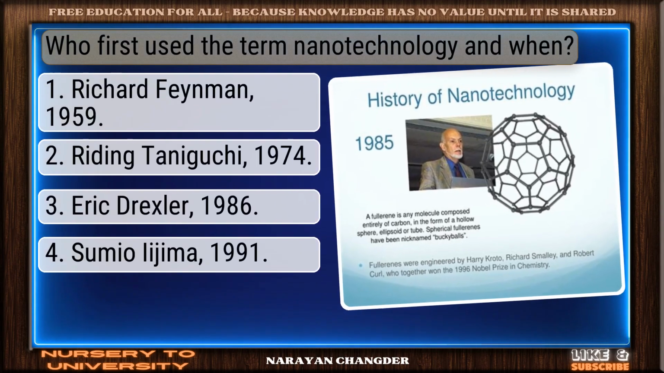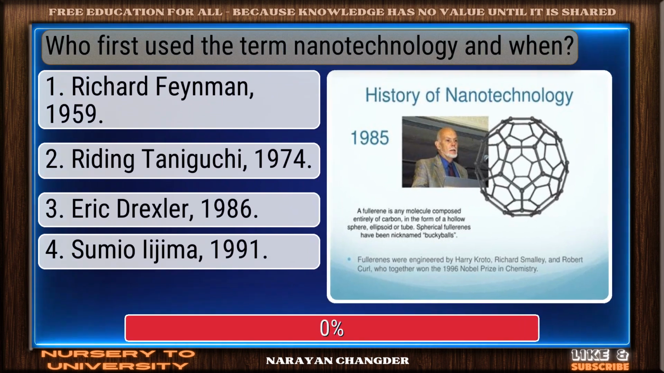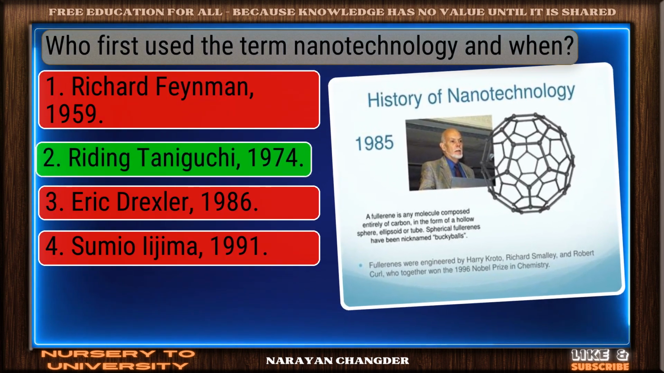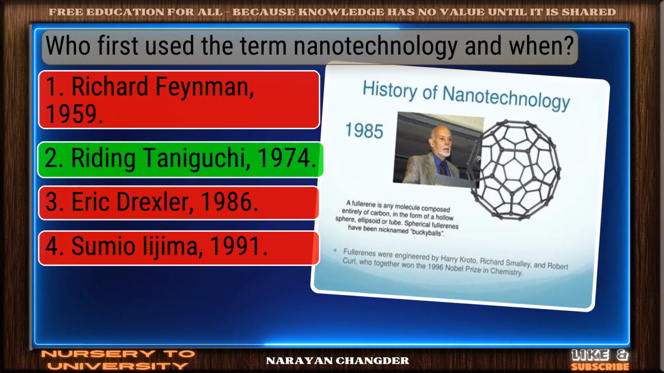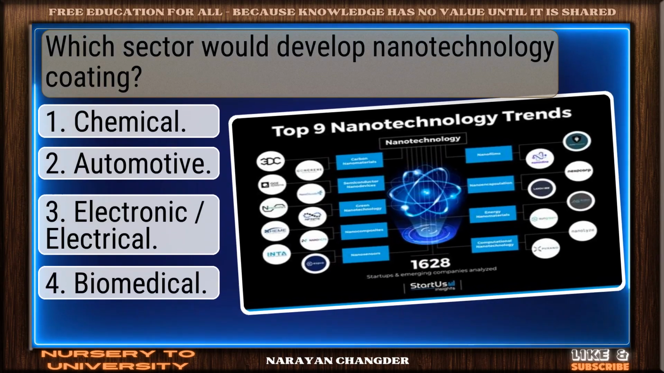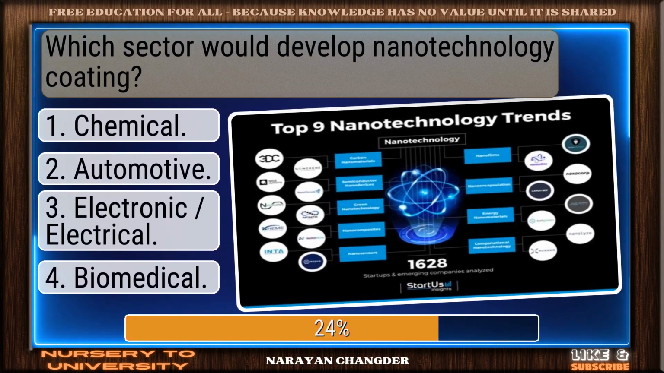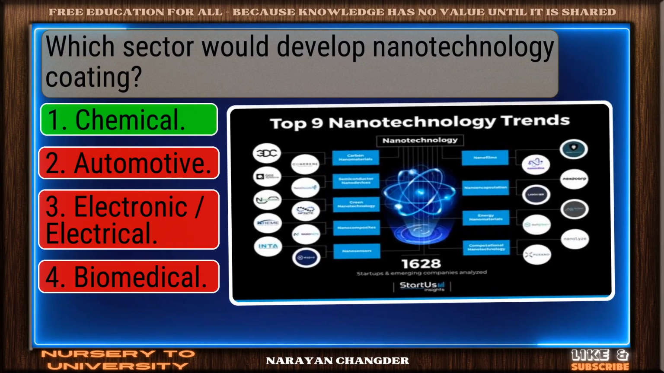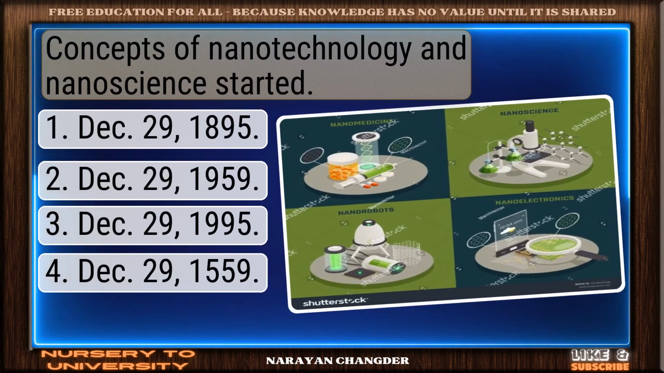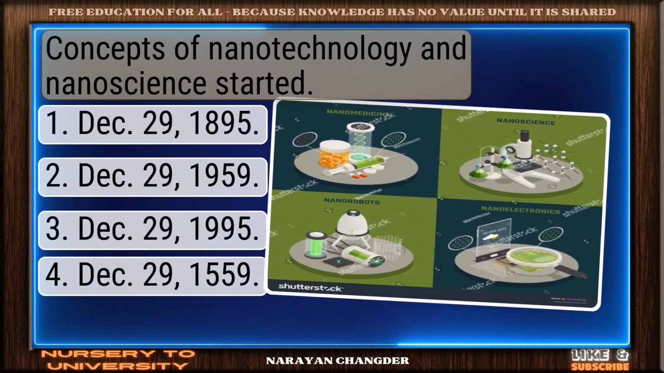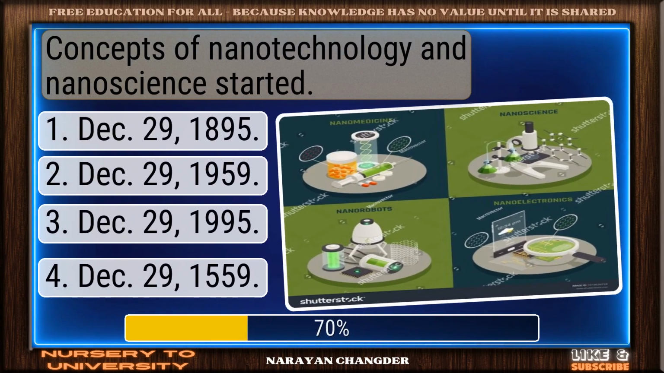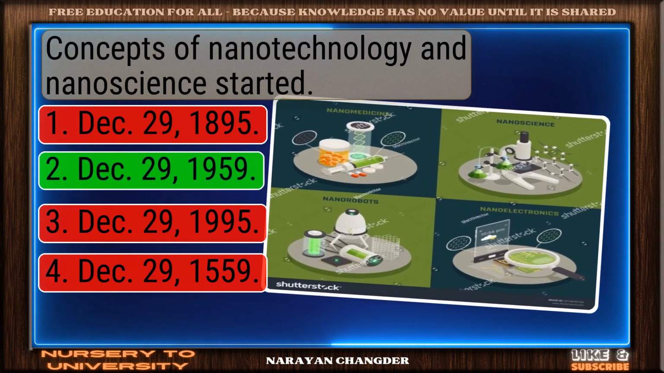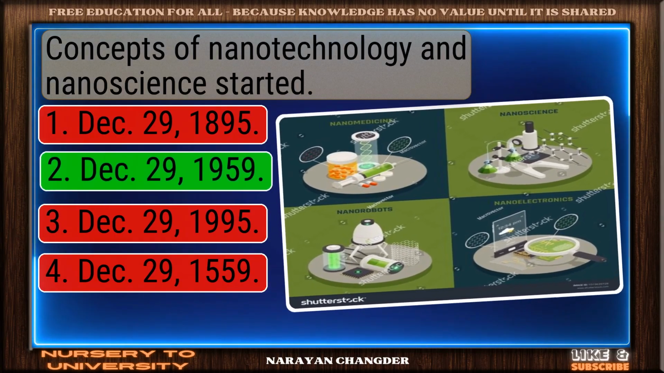Who first used the term nanotechnology and when? Excellent choice. Norio Taniguchi in 1974 is the right answer. Which sector would develop nanotechnology coating? Strong choice. Chemical is the right answer. Concepts of nanotechnology and nanoscience started. Exactly. Dec 29th, 1959 makes sense and it is the right choice.